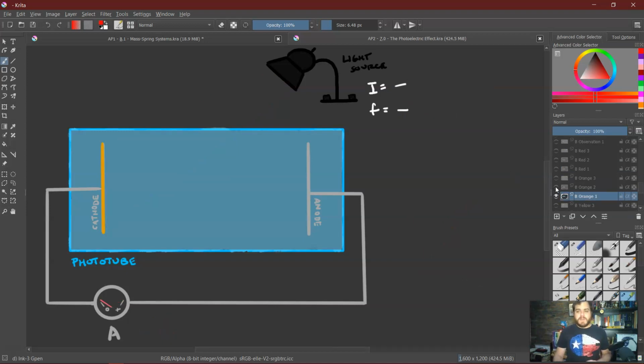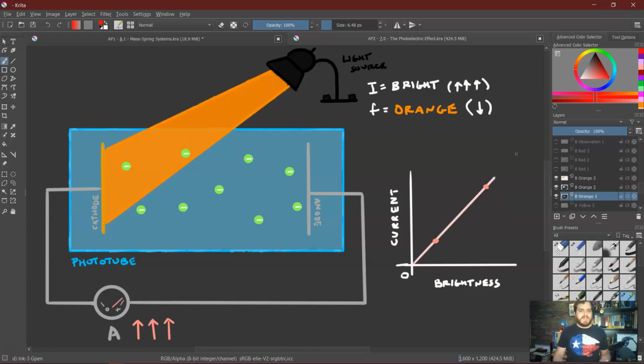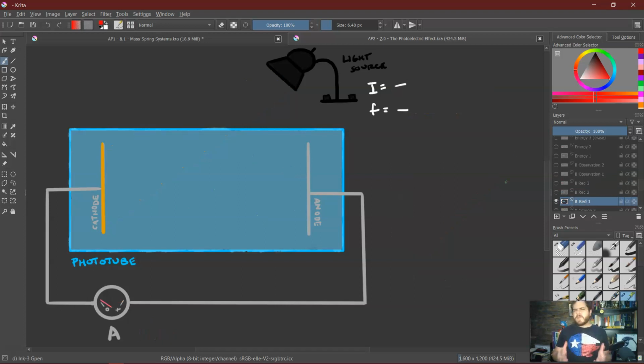So now let's say we use an orange light. So that's a lower frequency than even yellow light. And if we do that, well, we still get a current. And if we turn up the brightness even more, we get an even higher current. So more electrons are being ejected. Once again, this tracks. But just for completion's sake, let's shine a red light on this cathode.